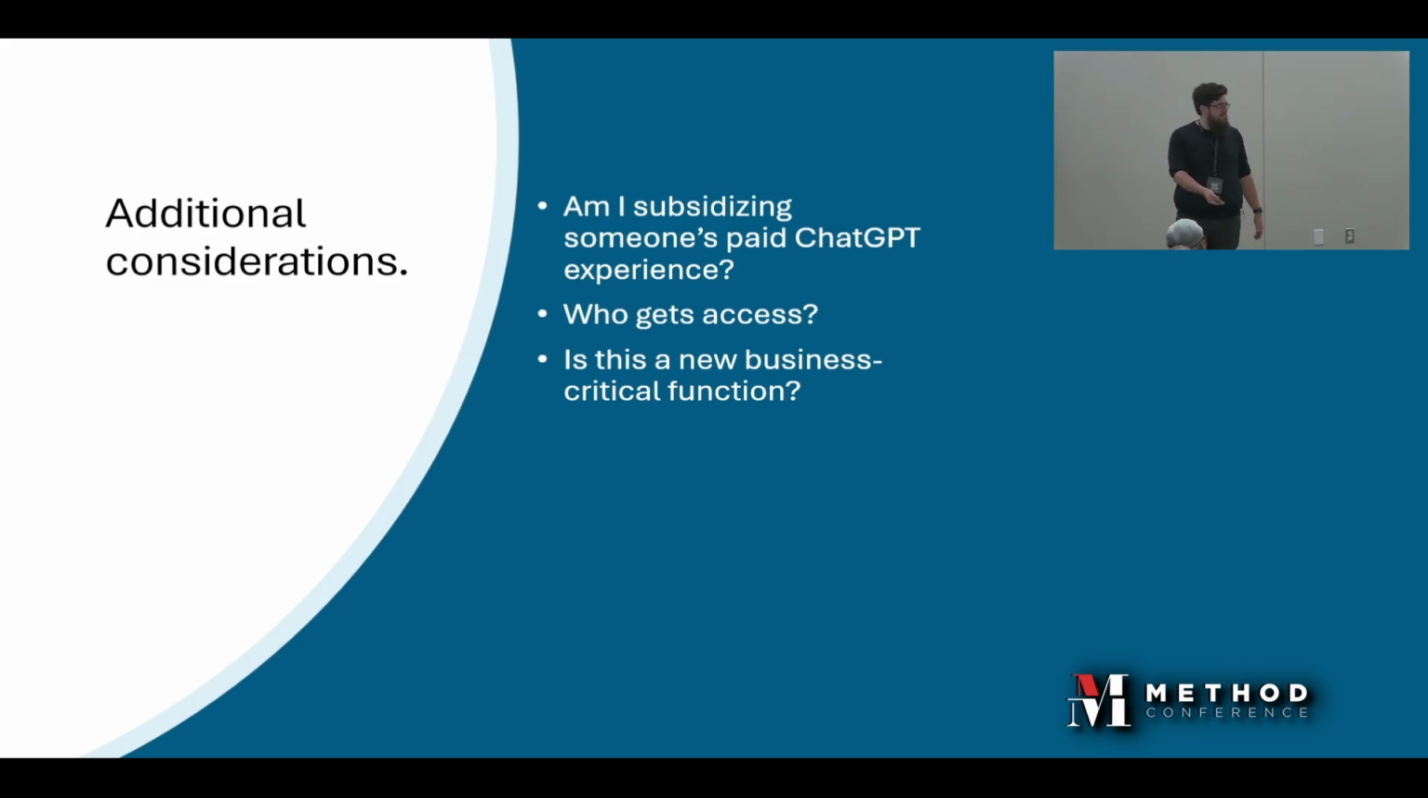Remember that Chevy GM example I gave? That's somebody using it like that's their own ChatGPT instance. Who gets access? Is it internal or external? There's certain considerations like that, right? Data leakage is a big one, but again, we have to make sure that this system is airtight security-wise if it's external facing. Is this a new business critical function? If suddenly this is an authoritative source of truth for businesses, there's uptime requirements now, right?